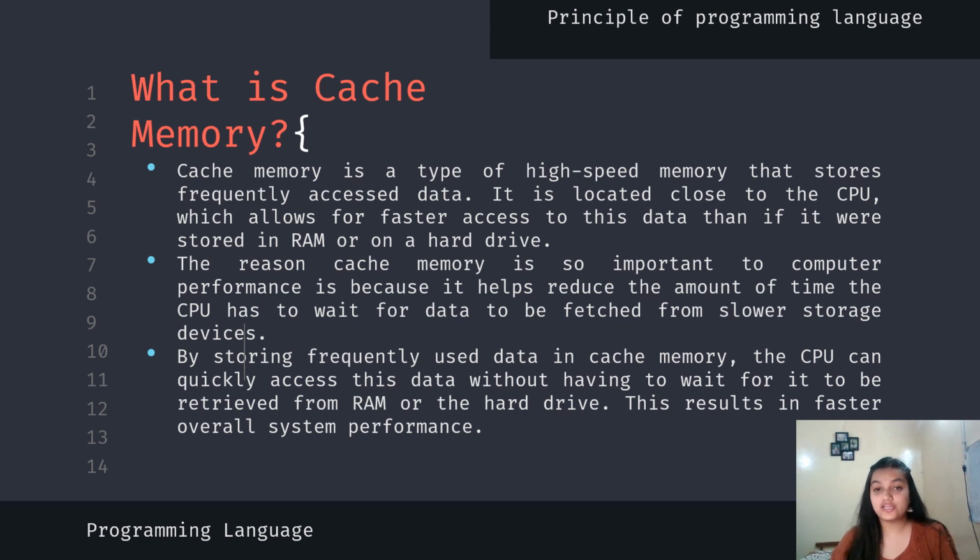The reason cache memory is so important to computer performance is because it helps reduce the amount of time the CPU has to wait for data to be fetched from slower storage devices. By storing frequently used data in cache memory, the CPU can quickly access this data without having to wait for it to be retrieved from RAM or the hard drive. This results in faster overall system performance.